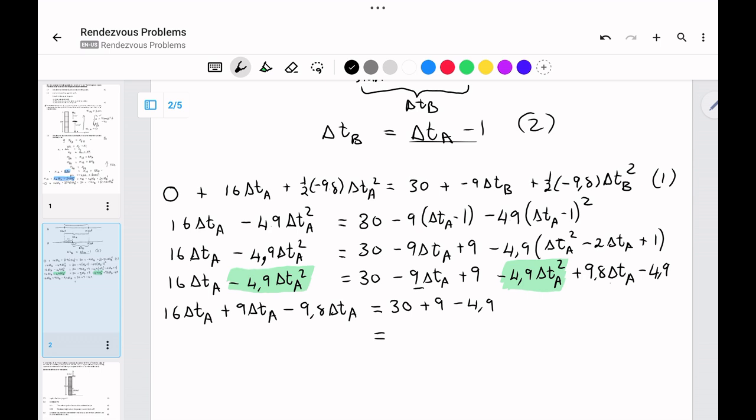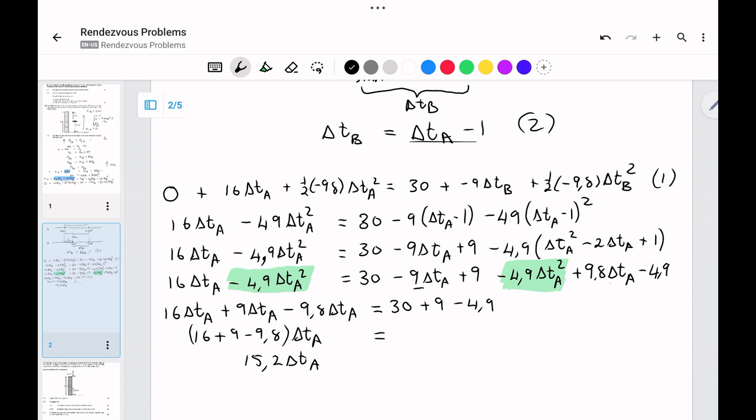And I'm going to simplify the left hand side. So I've got the term 16 delta TA plus 9 delta TA minus 9.8 delta TA. I can just add up the coefficients. 16 plus 9 minus 9.8. Let me actually write it like this. Factorize, in other words. If I do that, I simply get 15.2 times delta TA. Okay, and on the right hand side, what do I get?